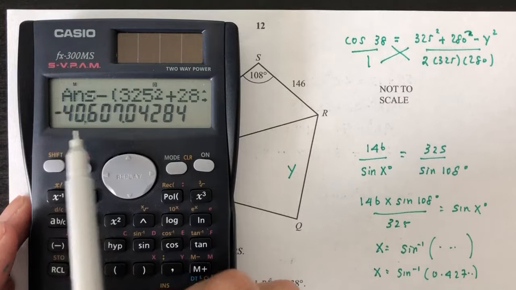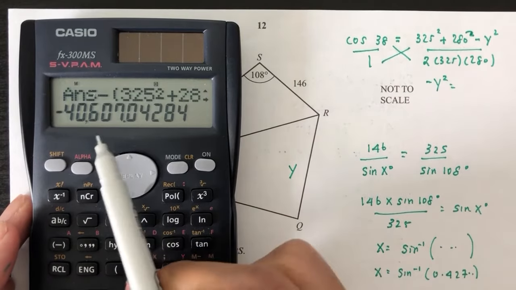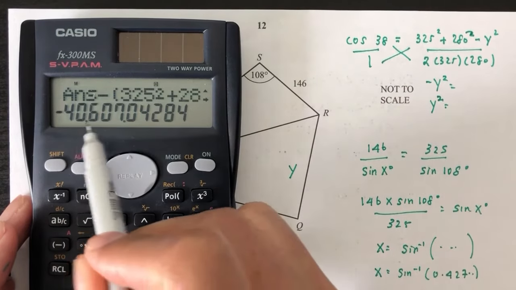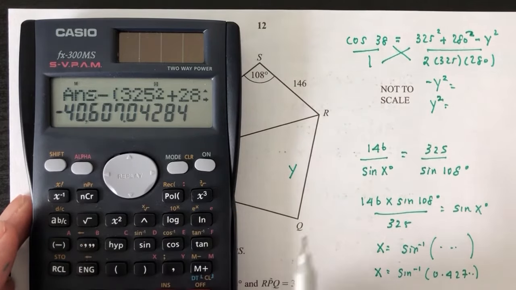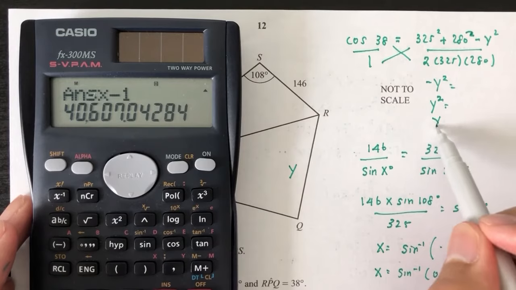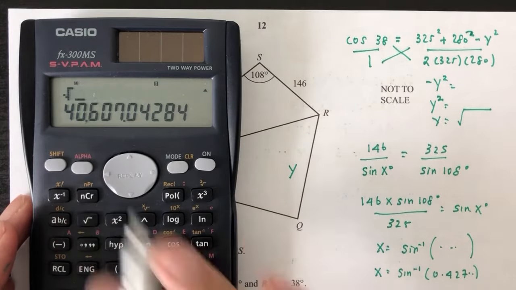That will become minus something. So minus y will be equal to the answer here. y squared will be equal to the positive of this answer. So let's divide, let's times minus 1 because it needs to be positive. Now y will be equal to the square root of the answer over here. So let's do the square root of the answer.